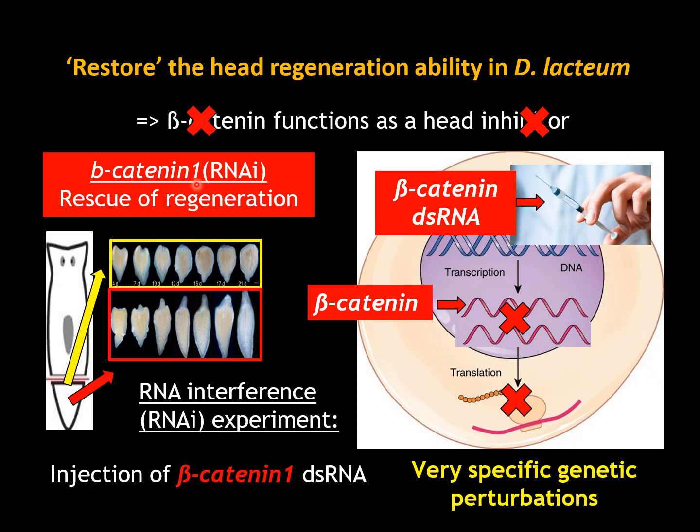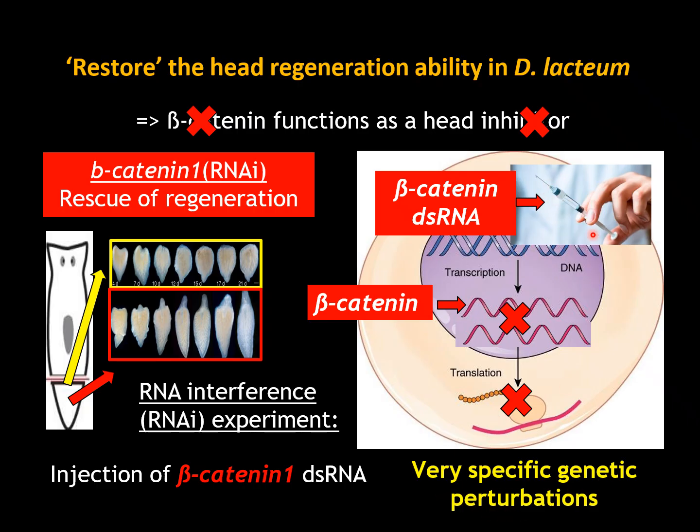So what we are doing here is, you generally have DNA, transcription, and then translation. We produce an extra RNA that is complementary, and they attach to each other and cancel each other, so there will not be proteins for the translation. So it's a very specific genetic tool to produce genetic perturbation.